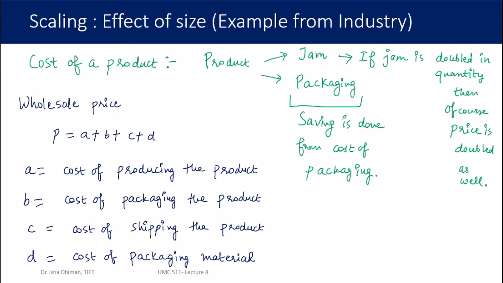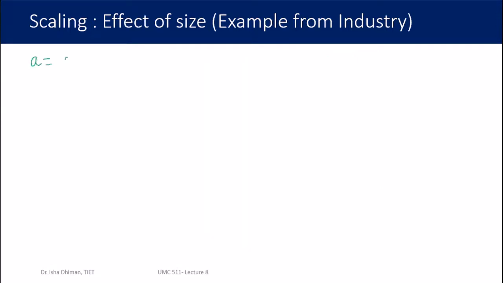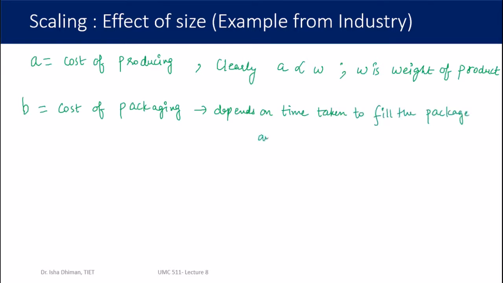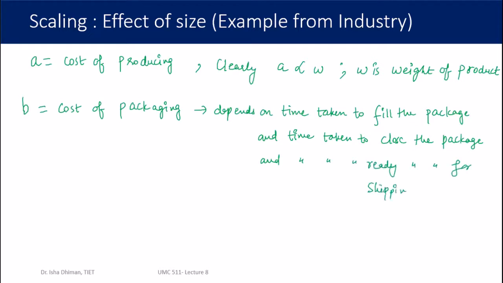Now let's look at all of these one by one. A is the cost of producing the product. Clearly, A is proportional to the weight of the product. B is the cost of packaging the product. This depends upon the time taken to fill the packing, the time taken to close the lid, close the package, and the time taken to ready the package for shipping. That means putting it into the shipping box.